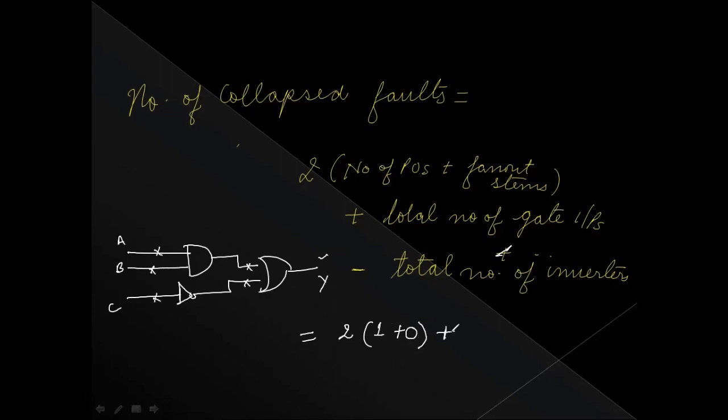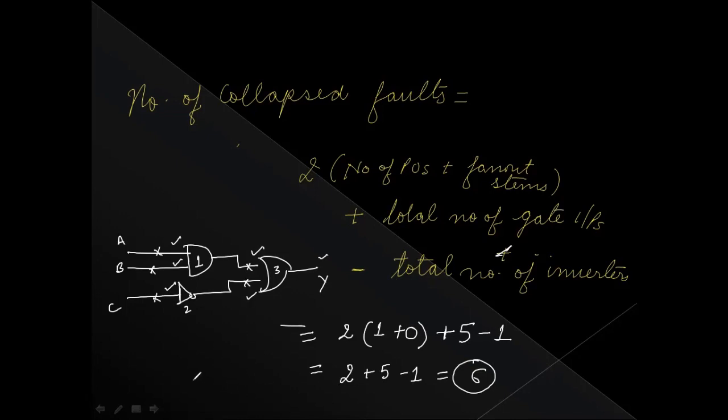Then I add my number of gate inputs. I start traversing my circuit from the input level. Input 1, input 2 to gate 1, this input to gate 2, these two inputs to gate 3. So 1, 2, 3, 4, 5. I have 5 gate inputs. And how many inverters do I have in my circuit? I have one inverter, so I subtract 1. You can just compute. 2 plus 5 minus 1 gives me 6, which is exactly what we had achieved.